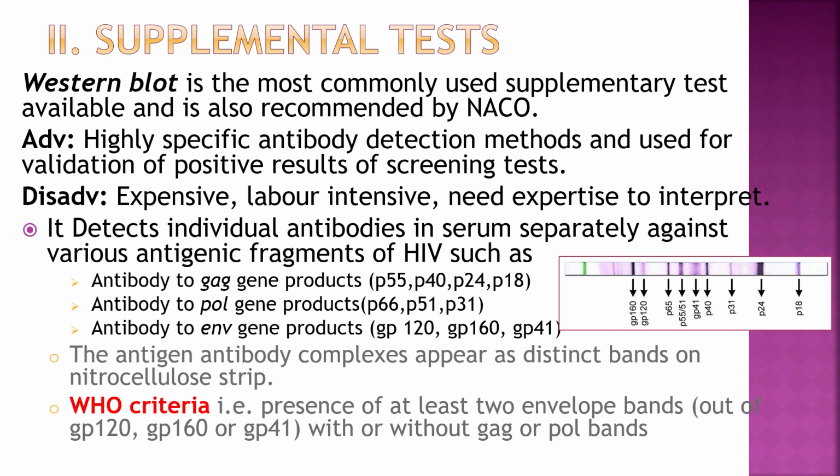It detects individual antibodies in serum separately against various antigenic fragments of HIV, such as antibody to the GAG gene, that is P55, P40, P24, P18. Antibody to the Pol gene, for example P66, P51, P31. Antibody to the ENV gene, GP120, GP160, GP41. The antigen-antibody complexes appear as distinct bands on the nitrocellulose strip. WHO criteria: presence of at least two envelope bands out of GP120, 160 and 41, with or without GAG or POL bands.